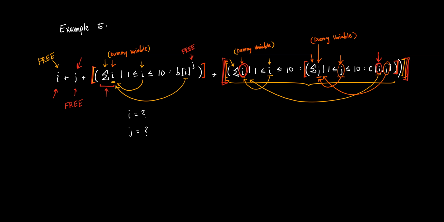The leftmost occurrence of J is free. The occurrence of J as an exponent is free. And all other occurrences of I and J within this expression are bound either to dummy variable I or J, respectively. And to drive this point home from earlier, the I that is over here is different from the I that is over here because they are instantiated separately.